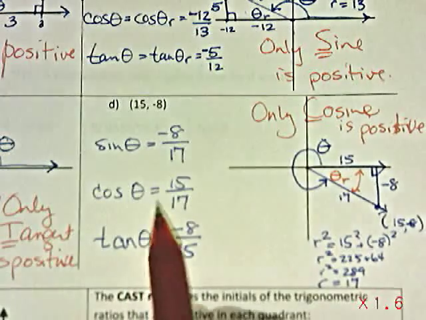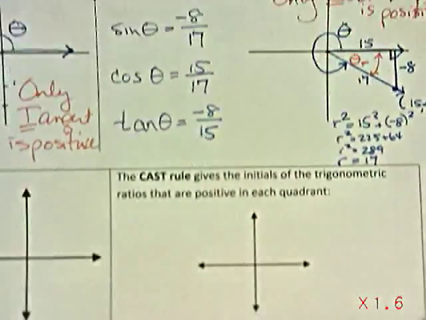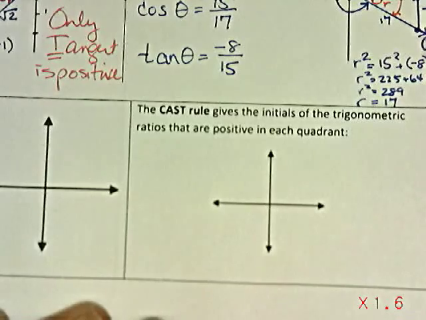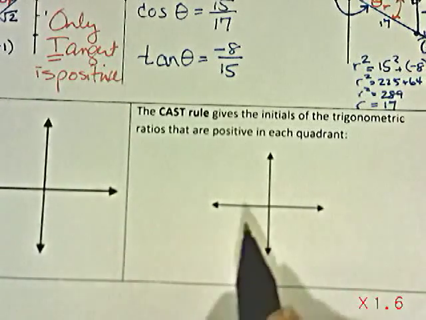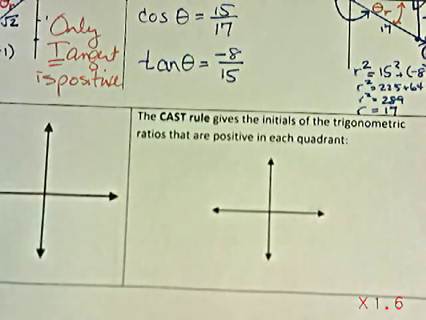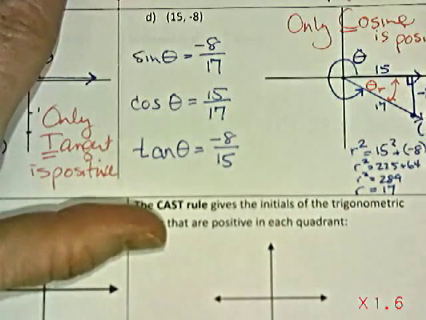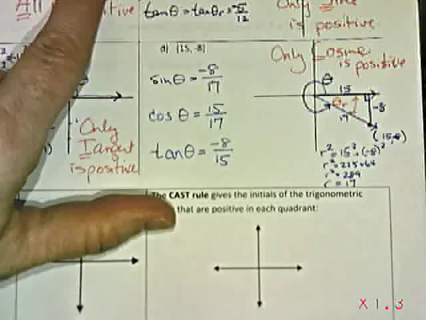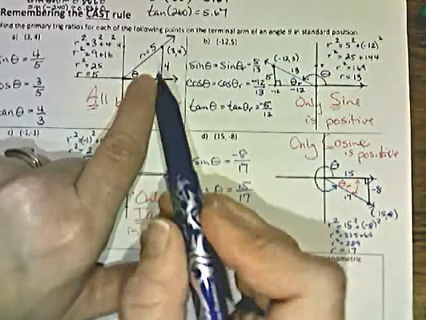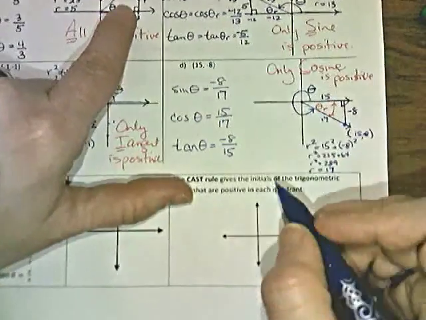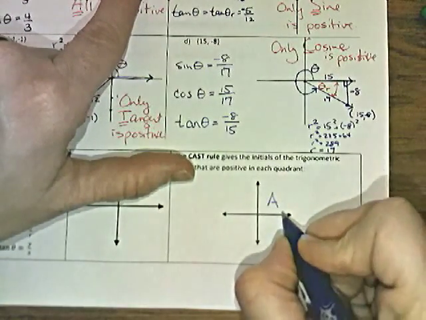Now I haven't put them in a four quadrant orientation, so let's do that down here. When we look at a four quadrant orientation, angles that land in my first quadrant, these angles all are positive. So let's put the A for all.